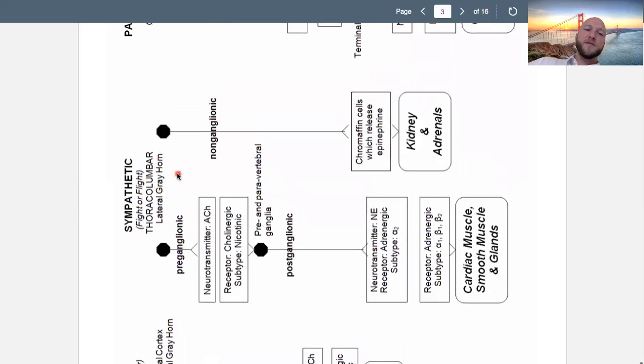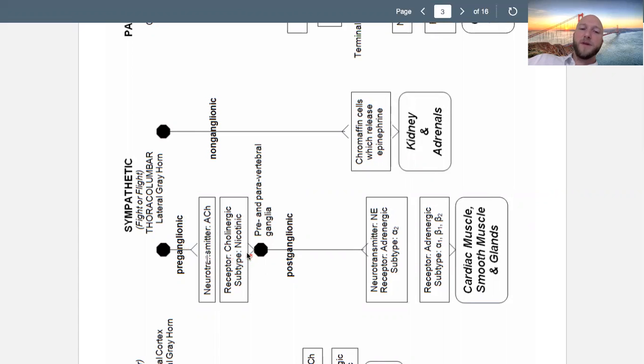In the sympathetic nervous system, we have ganglionic and non-ganglionic. Ganglionic is the typical one when we think of the sympathetic nervous system. Central nervous system cell bodies are found in the lateral gray horn, thoracolumbar, so thoracic spine and lumbar spine. They have short preganglionic fibers. The sympathetic nervous system follows the two fiber rule: short preganglionic to the ganglion, where the ganglion is a group of peripheral nervous system cell bodies.